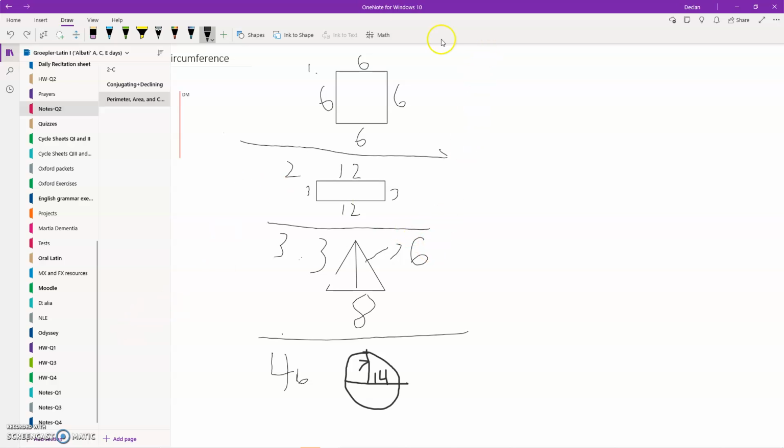Okay, so in this video you'll be learning how to define the area, perimeter, and circumference of shapes.